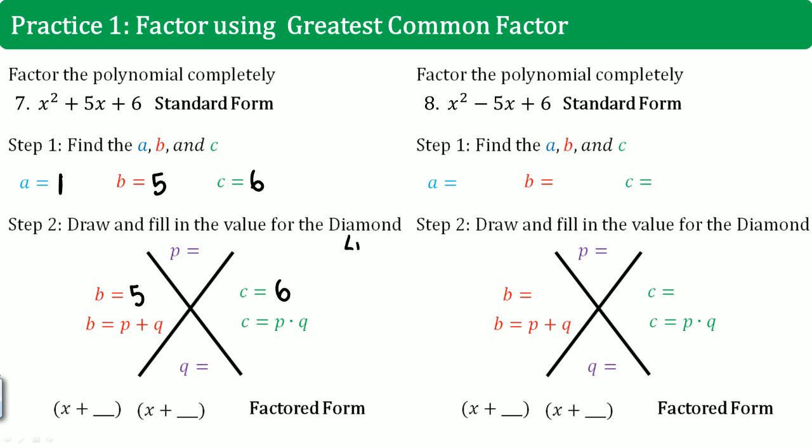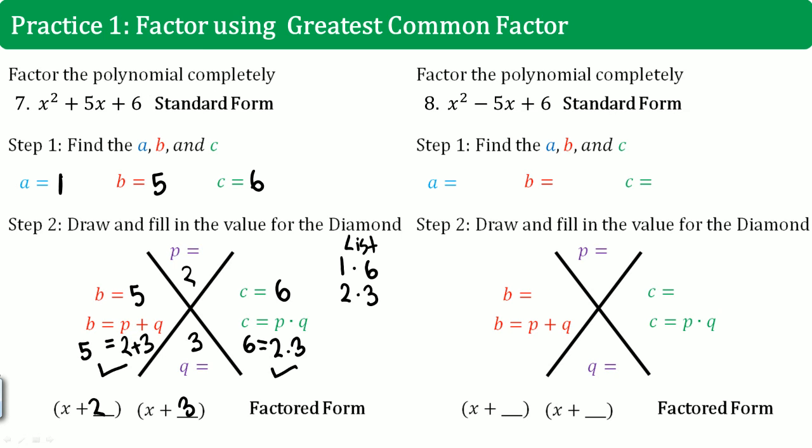Let's write our list. We have 1 times 6, then we have 2 times 3. Let's try 2 times 3. 2 times 3 gets you 6, so that checks out. Now we do 2 plus 3. That equals 5, so that checks out. P equals 2, Q equals 3. I can write x plus 2, x plus 3.